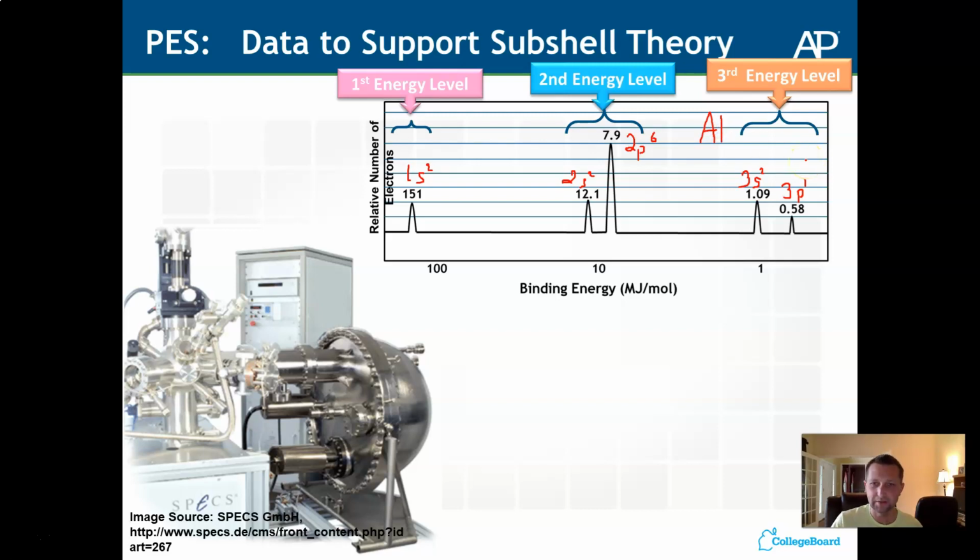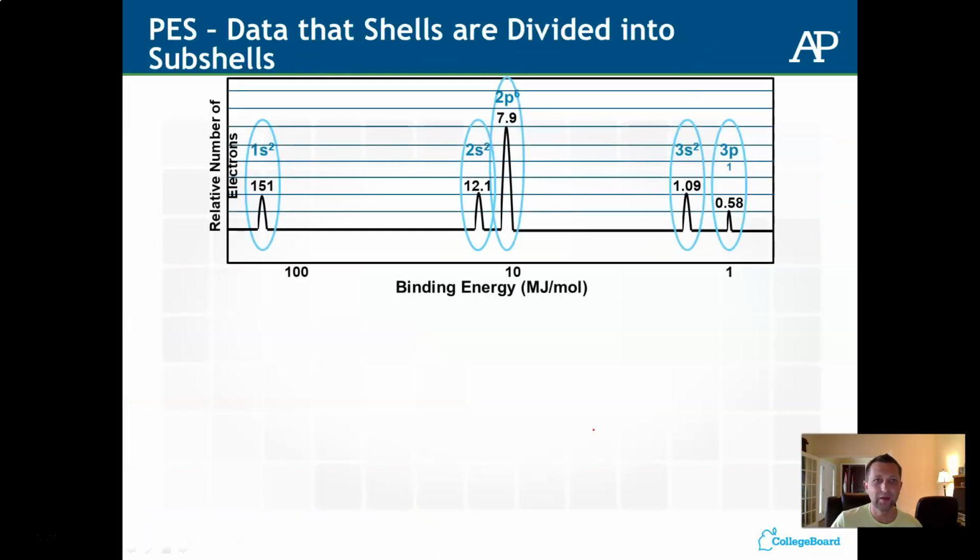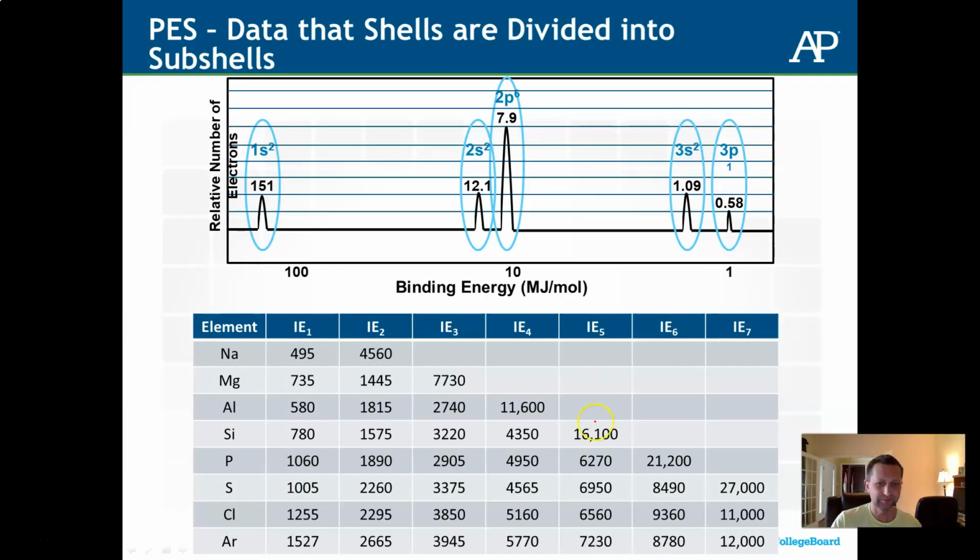Okay, so again, PES measurements give us data to support the idea of subshells, which are electrons in the same energy level but slightly different energies. And we can see that here. I just went over that. Okay, just going over this again here. This is aluminum again, right? So we have our different subshells, and you can see the different ionization energies for every electron.